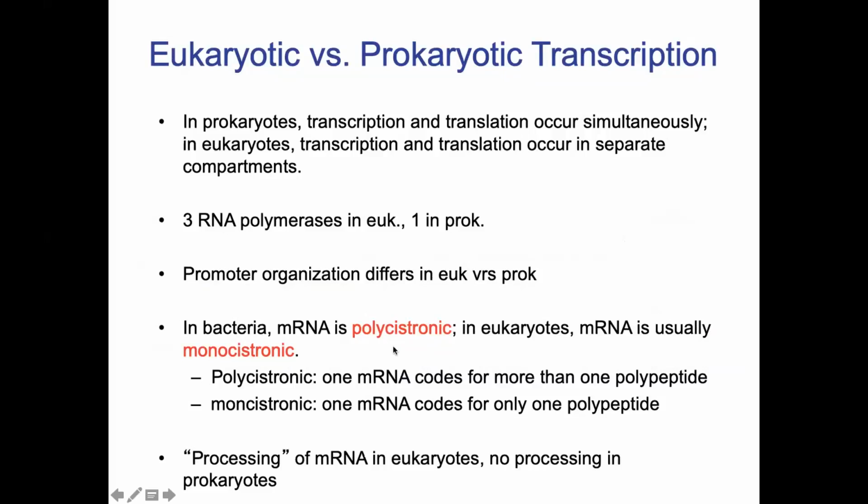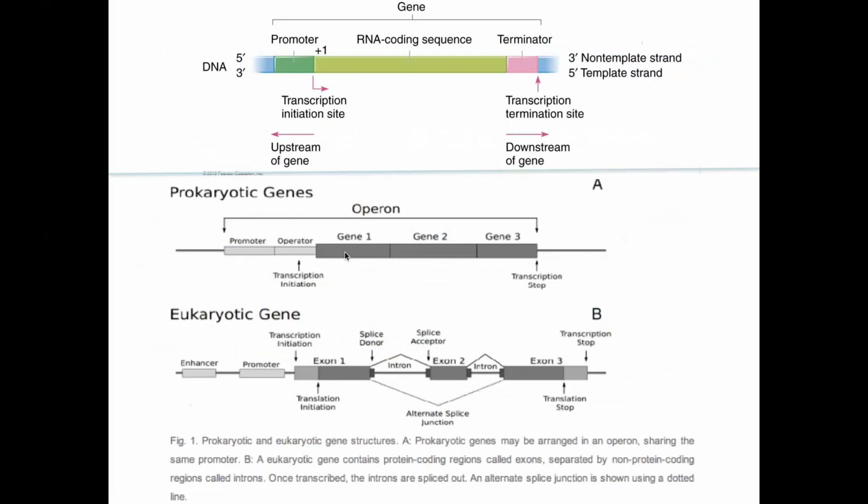As I said, the difference between a polycistronic messenger RNA and a monocistronic messenger RNA reflects a fundamental gene organization difference between prokaryotic and eukaryotic systems, and specifically organization for protein encoding genes. So let's just go to this diagram here. Here's a generic representation of a protein encoding gene. Here's a promoter, whether it's prokaryotic or eukaryotic. Here's a promoter region that attracts the RNA polymerase to allow for initiation of transcription.